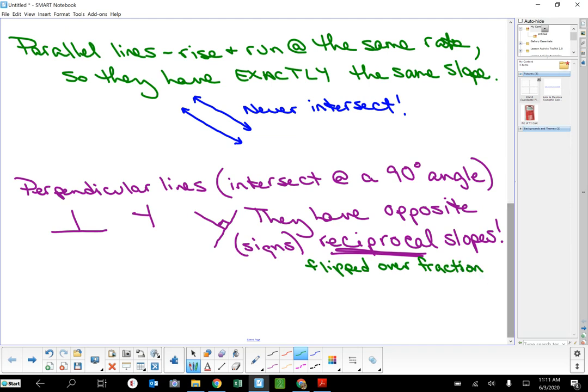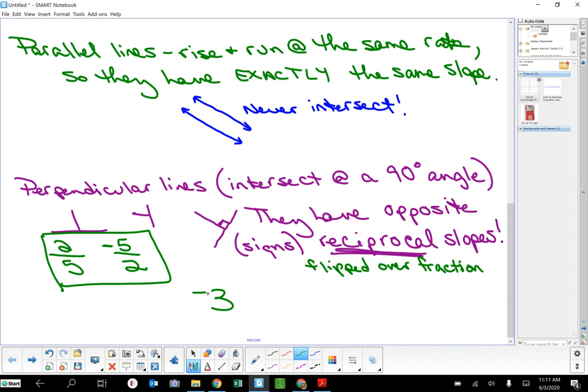So let me give you a real quick example. If I had a line that has a 2/5 slope, the perpendicular slope would have an opposite sign, flipped over fraction, and these would be your perpendicular slopes of 2 lines. What if I had a line that has a -3? Well, its perpendicular slope, technically this would be 3 over 1. So its perpendicular slope would be a positive, flipped over fraction, 1 over 3. These would be perpendicular slopes. That's going to come back in another lesson somewhere else.